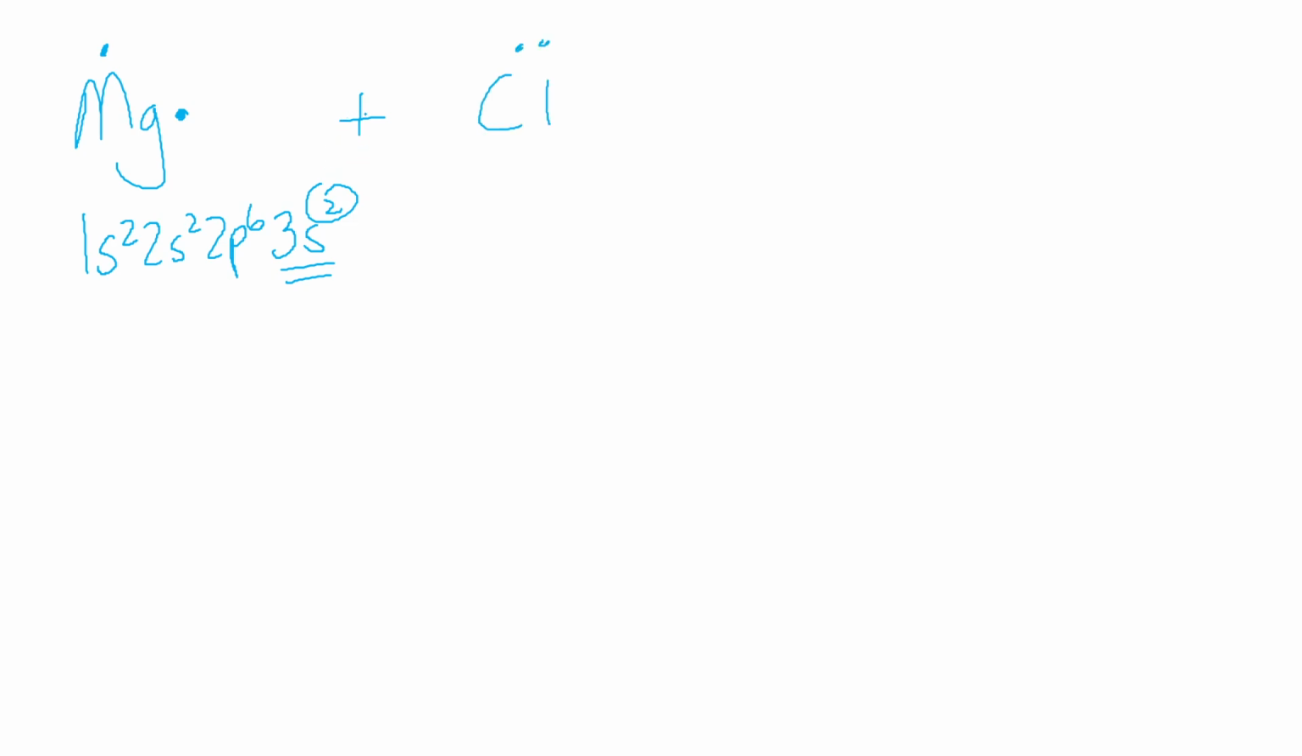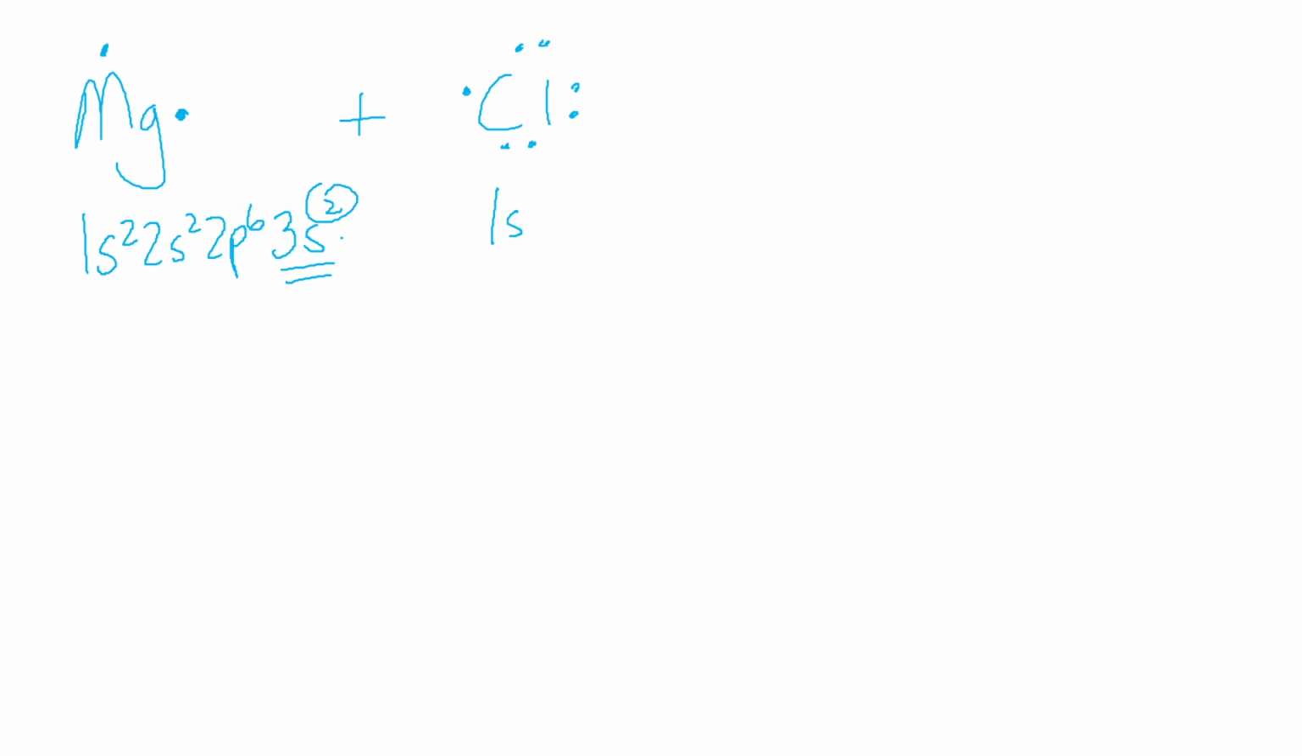Let's take a look at maybe another example here. Let's take a look at our friend magnesium. Magnesium is group number 2 on the periodic table. And it has an electron configuration 1s2, 2s2, 2p6, 3s2. There are the 2 valence electrons there in magnesium. Let's say we put this guy together with chlorine, group 7 on the periodic table.